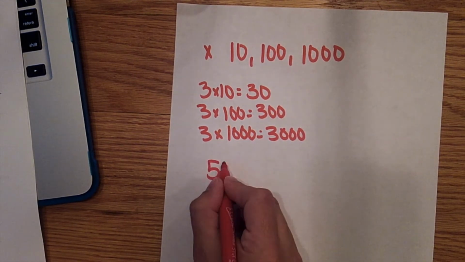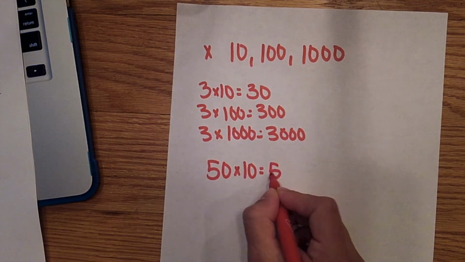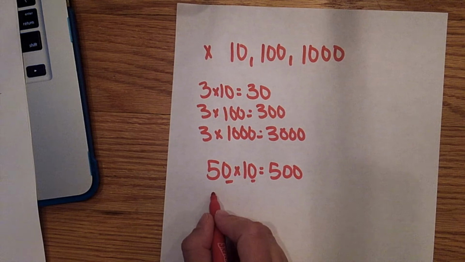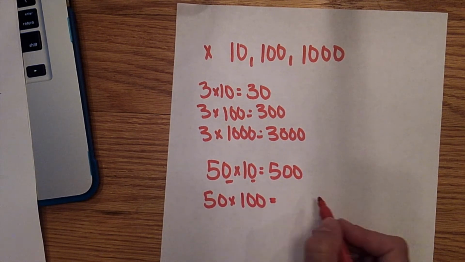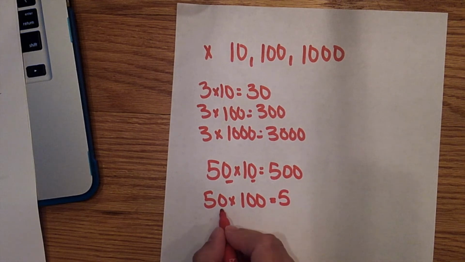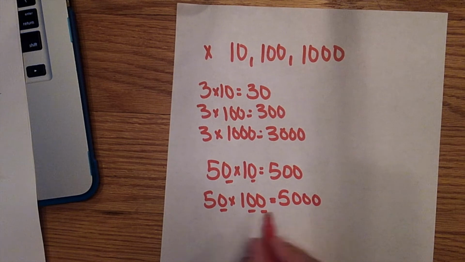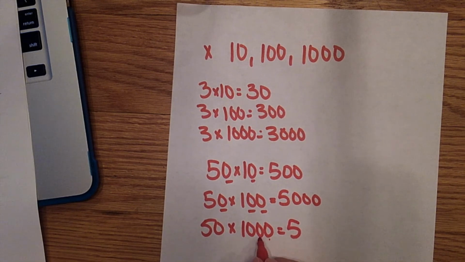You can also do something like 50 times 10. 5 times 1 is 5. 1, 2 zeros is 500. You can do 50 times 100. So again, 5 times 1 is 5, and 1, 2, 3 zeros, it's 5,000. And 50 times 1,000 is 5 with 1, 2, 3, 4 zeros, 50,000.